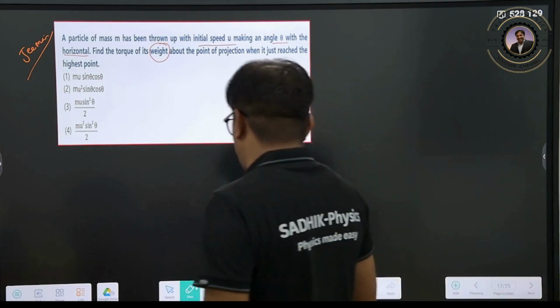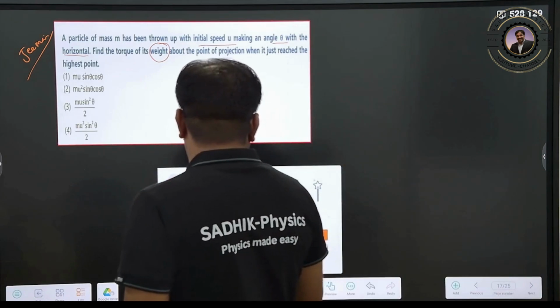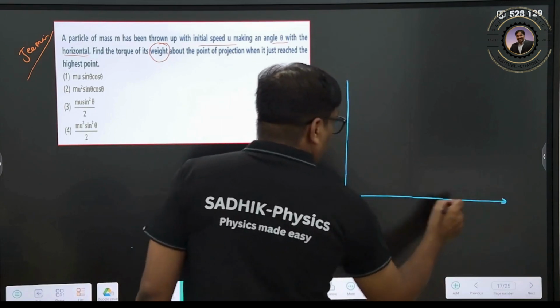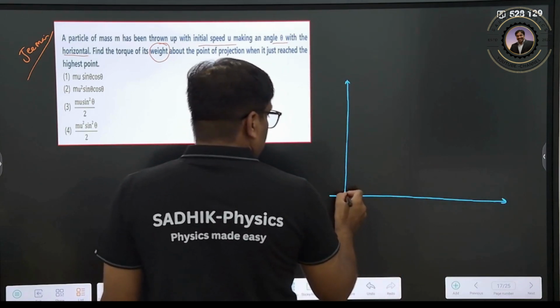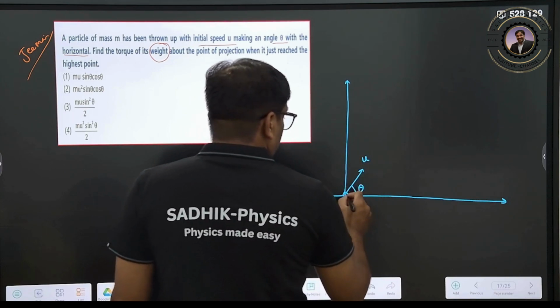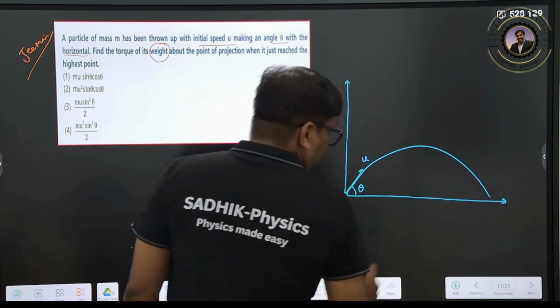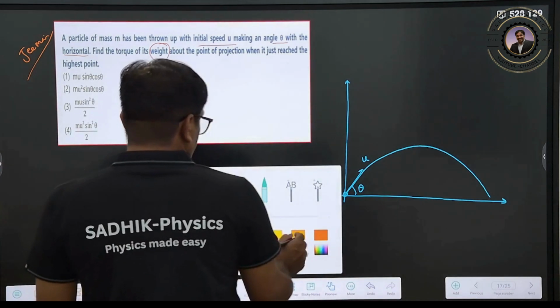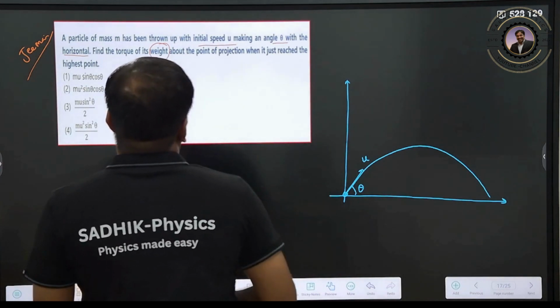So here we want to calculate how it will be. It is like a projectile motion. I already discussed the projectile motion concept. Please go through it; we already discussed the theory. So go through it. Now let us see what the torque will be.